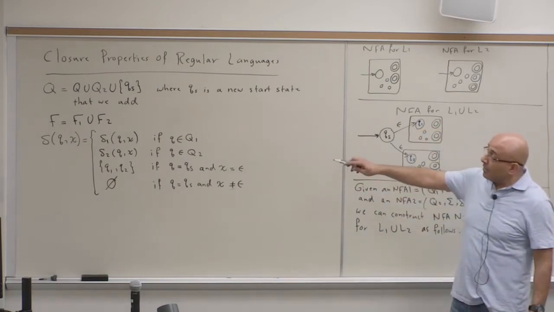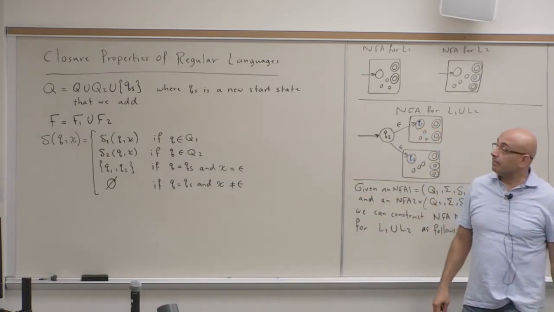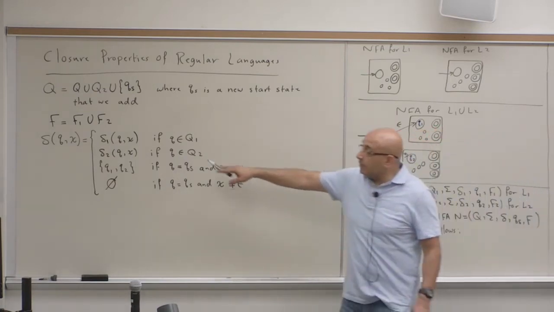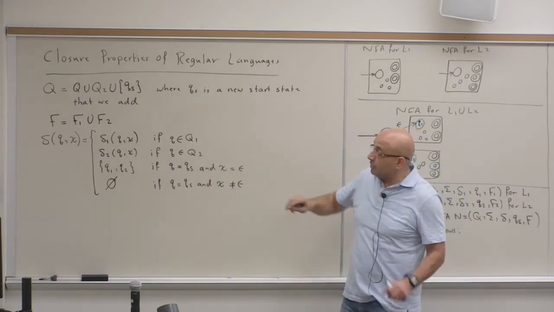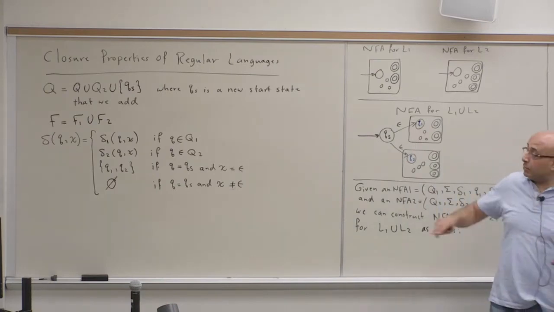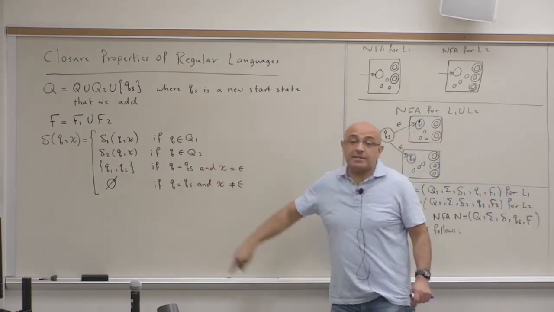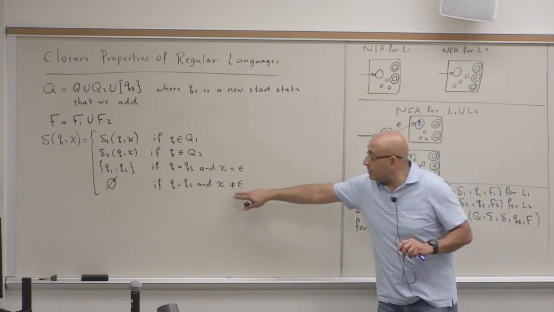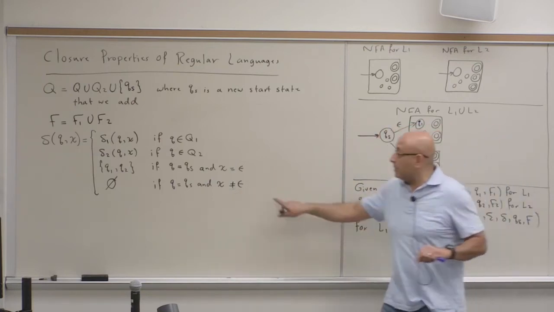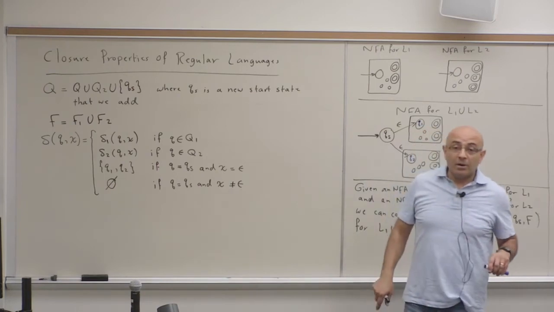So this is the formal description of the union. Transitions for the original states stay the same, but you have to define the transitions for the new state that you have added, which is QS, and there are two kinds of transitions for this: a transition if the symbol is epsilon, and a transition if the symbol is not epsilon. Okay?